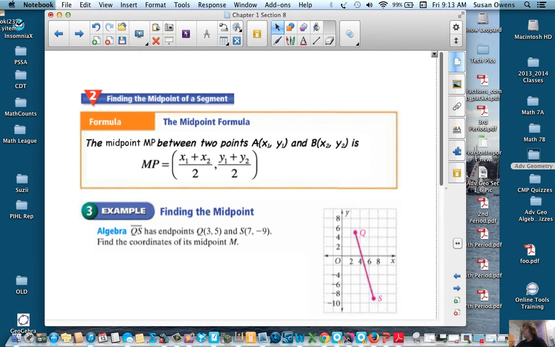The other formula we have is the midpoint. The midpoint between 2 points is the sum of the x's divided by 2, and that's the x-coordinate, and the sum of the y's divided by 2, and that's the y-coordinate. For this one, the easiest way to remember it is all it is, is averages.